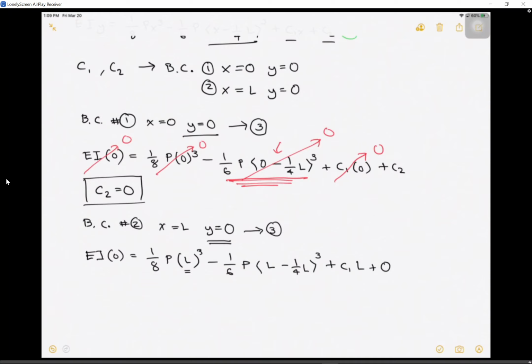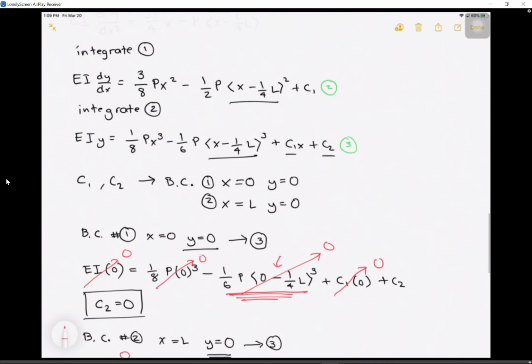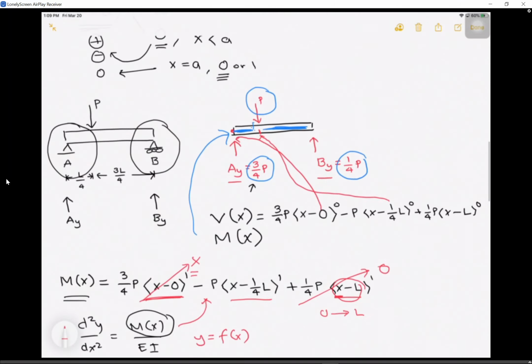Now, let's change the color of the pen to red. We know that this will become 0. That's for sure 0. Now, this is 1/8 P L raised to 3. This is C1 L. Now, we have to evaluate what would be this singularity function right here, going back to how we evaluate our singularity function.